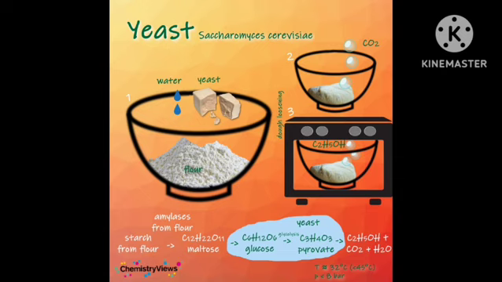The carbon dioxide gets trapped inside the gluten network of the dough. As the dough rests and proofs, these gas bubbles expand, causing the dough to rise and giving bread its soft, spongy texture. The alcohol produced during fermentation mostly evaporates during baking, but it contributes to the unique flavor and aroma of the bread.